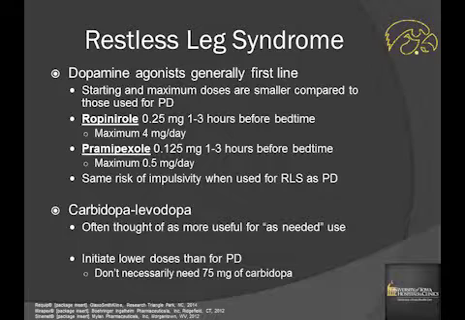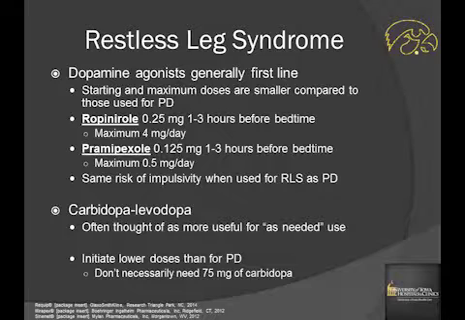Now, it's important to realize that the dopamine agonists still have that same risk of impulsivity when used for restless leg syndrome as they do for Parkinson's disease. Although if you remember back to the Parkinson's disease slide, there is some thought that some of these things are dose-related. So if you can get by with lower doses, maybe you will decrease that risk.